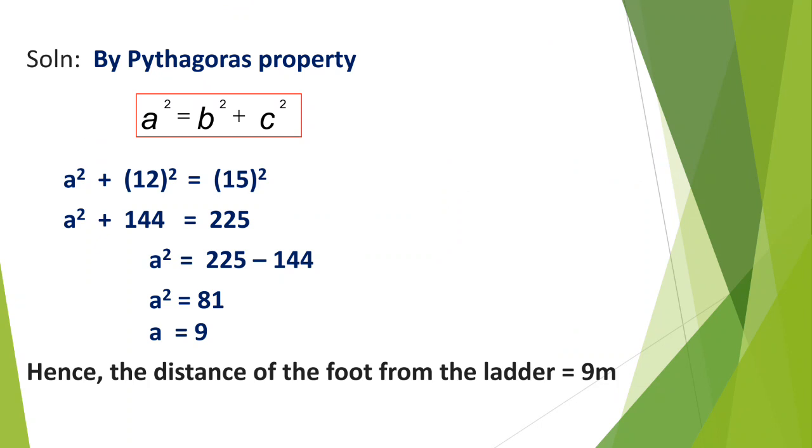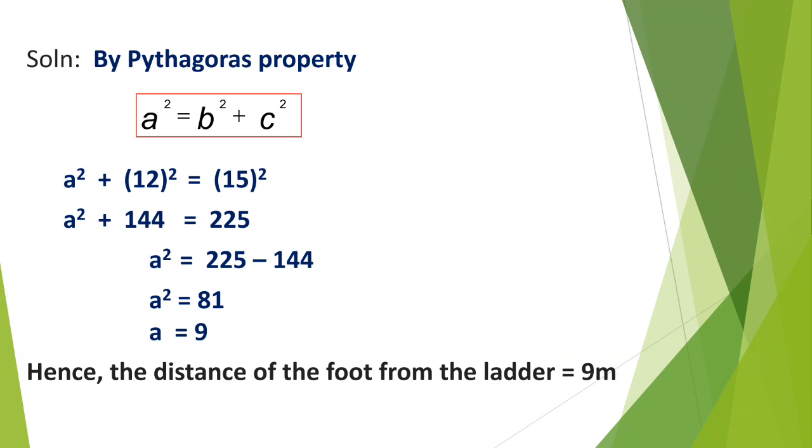Square represents multiplying the same number 2 times. Likewise, we have to split 81 into a product of the same number. The only possibility is 9 into 9. A square is A into A, like that. 81 equals 9 into 9. Hence, we conclude that A equals 9. Clear? A equals 9.